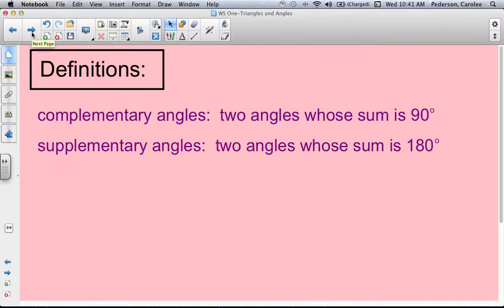This first slide you should remember from geometry. The complementary angles are two angles that sum to 90 degrees, and supplementary angles are two angles that add to 180 degrees.